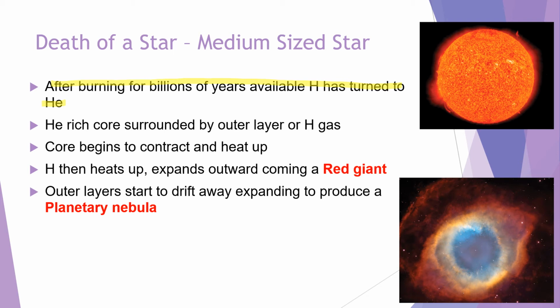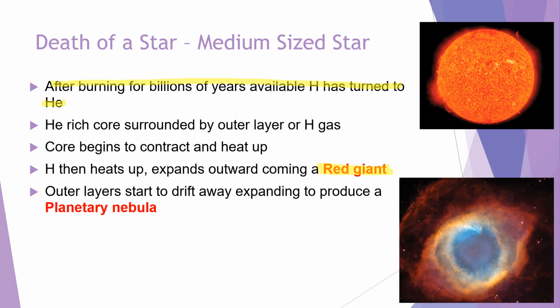Hydrogen then also heats up and expands outward. Okay, so hydrogen was at the core, it was fusing to form helium for the energy. Now the hydrogen is expanding outward, and the core is made of helium. And when that hydrogen expands outwards, this causes the star to become something called a red giant.